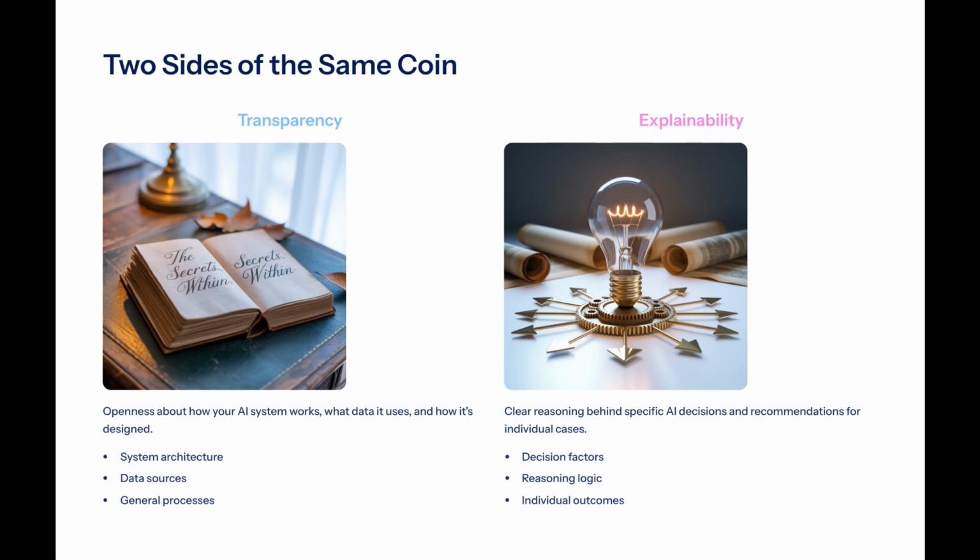Transparency answers the broad questions. What data does this system use? How was it trained? What are its limitations? Explainability zooms in. Why did the AI give this customer a rejection or that customer a promotion?